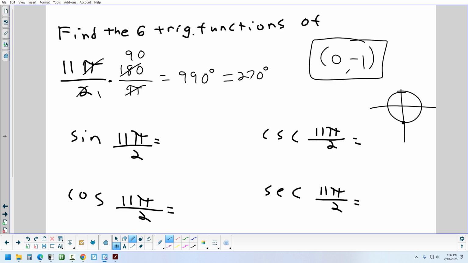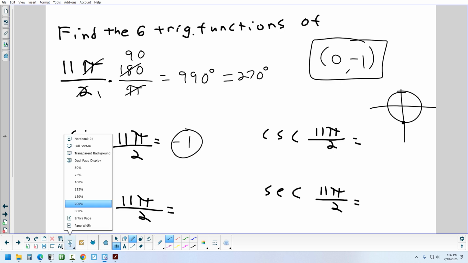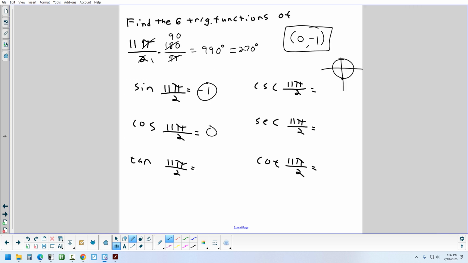Now we can find our trig functions. Sine would be negative 1. Cosine is 0. How about the tangent? That would be negative 1 over 0, which is undefined. Make sure on the test, if you put 1 over 0, I'll give you half credit because you knew the formula, but you need to write undefined.